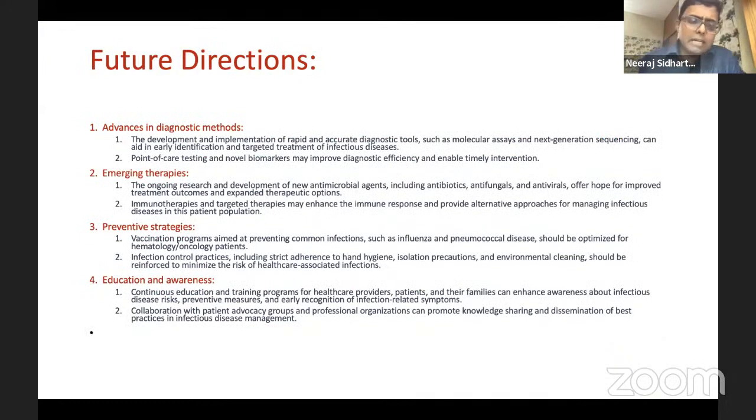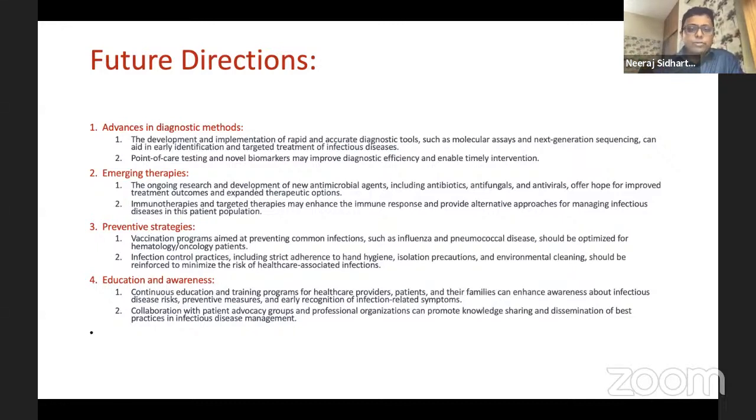So I think some of these future directions are already there. The rapid diagnosis, as we talk, is already coming. You have the MALDI-TOF, you have the more robust availability of galactomannan now available. We have next generation sequencing available for many pathogens specifically. And so these all can aid in early identification and targeted treatment of the pathogens. Sometime in future, we would look forward to point of care testing and novel biomarkers.